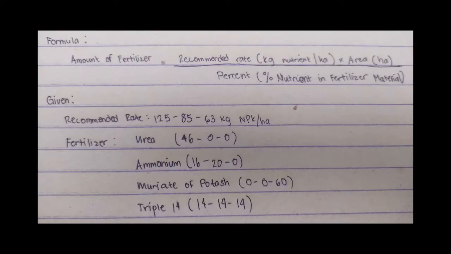To answer the question, how much did the farmer spend for the fertilizer he used in the area? Here is the formula. The amount of fertilizer material is equal to the recommended rate in kilogram nutrient per hectare times the area in hectare, divided by the percent of nutrient in the fertilizer material. The given items in the problem are the recommended rate, which is 125, 85, 63 kg NPK per hectare, to be applied to 2 hectares.